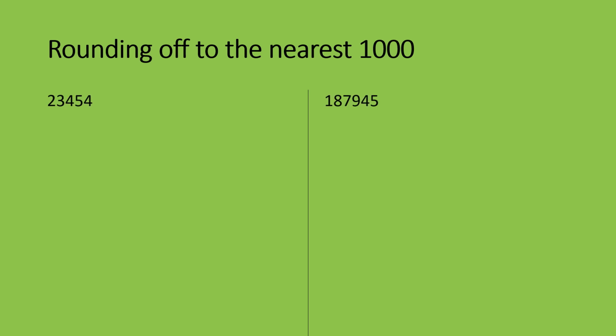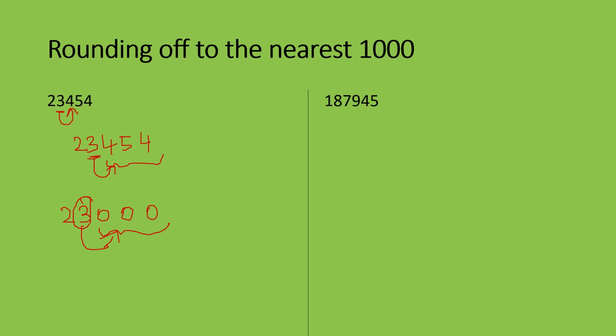So this is the question. See, first we need to mark the 1000th place. So here the 1000th place is this. So check the immediate rightmost digit. It is less than 5. So write it as such. But what is the last step? All the rightmost digits should be converted to 0. So 23000. Why are we converting all these to 0? Because this is the place where we want to round it off. So all the digits to the right of that place value will be converted to 0.